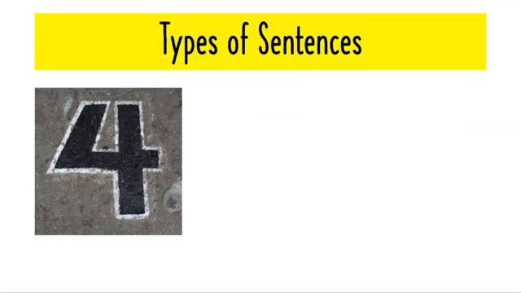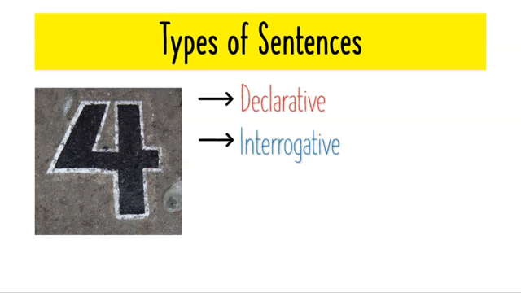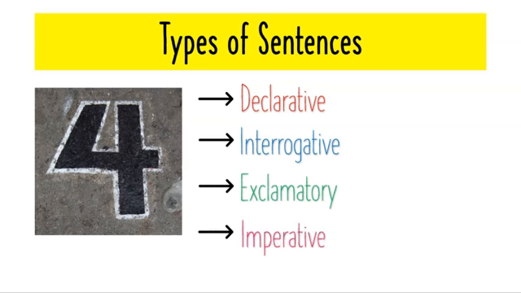There are 4 types of sentences. The first is declarative, next is interrogative, third is exclamatory, and fourth is imperative.